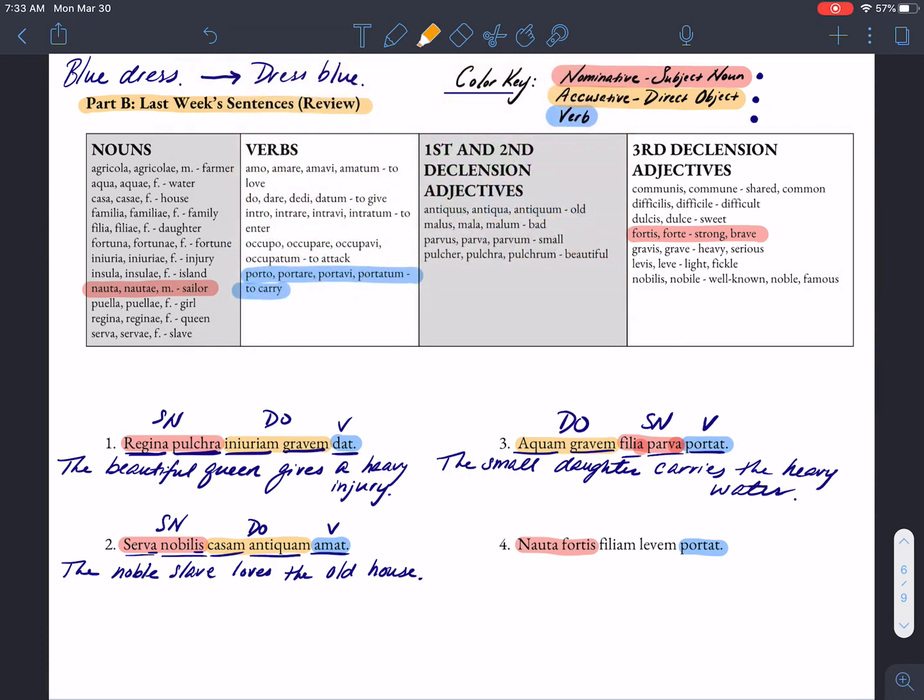All right, and filiam levem, it's accusative. We've got filia and levis, leve. So this is your markup. Now let's translate and put this all together. So the fortis nauta, the strong sailor, carries the levem filiam, the light daughter.